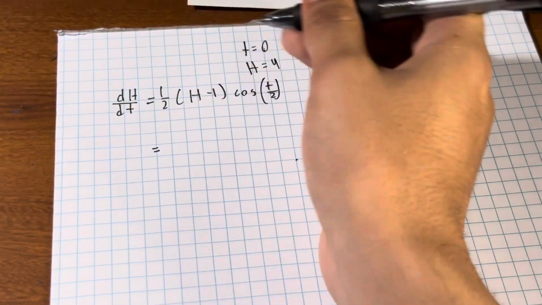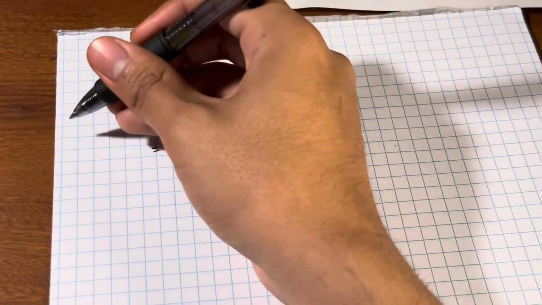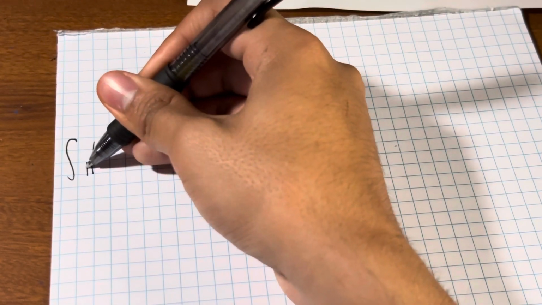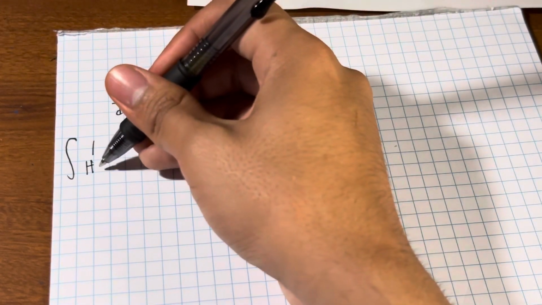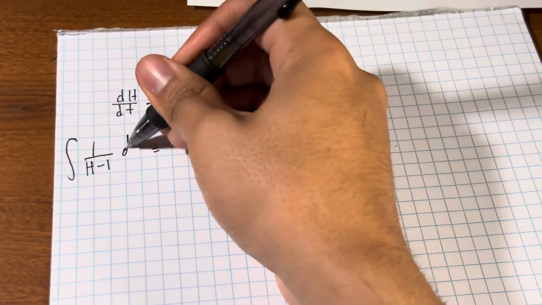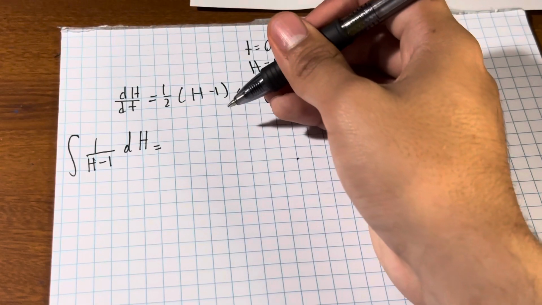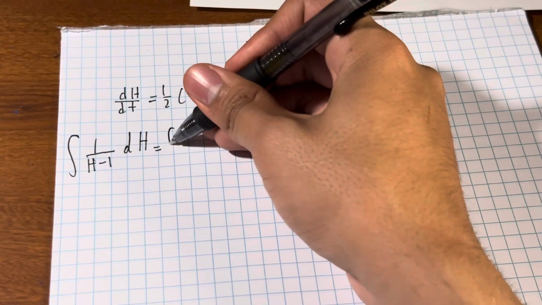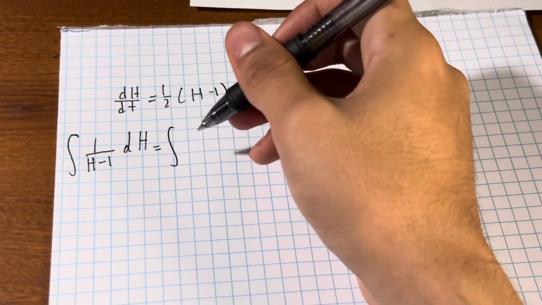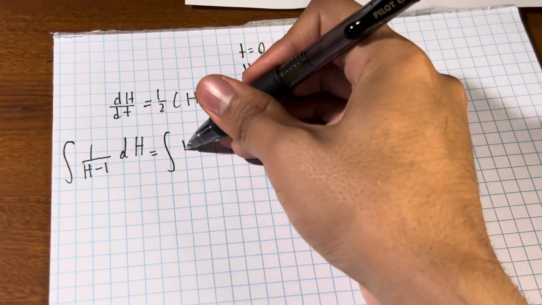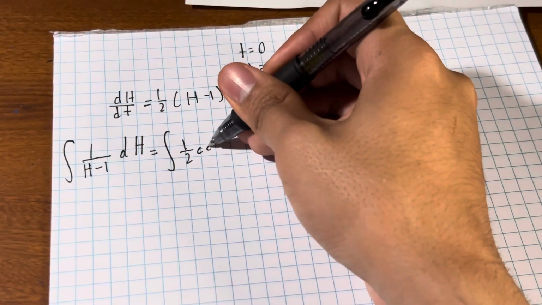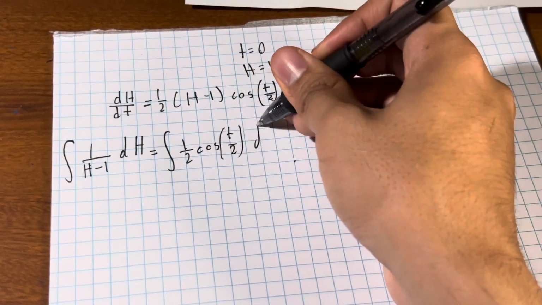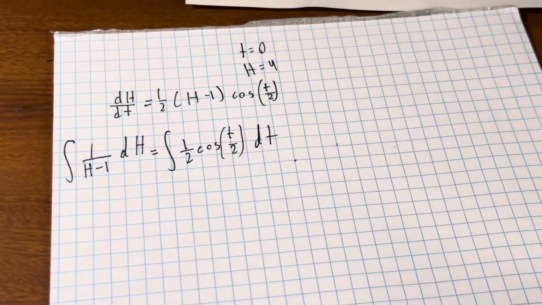If you knew anything about separation of variables, I hope you know at least the first step. So h minus 1, since we're carrying it to the other side, we're dividing it basically. We're not moving dh. And then the 1/2 and cosine, they're still together. And then you multiply everything by dt: cosine of t over 2 dt.